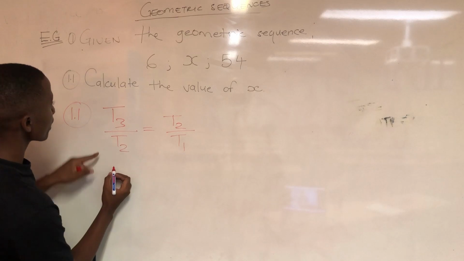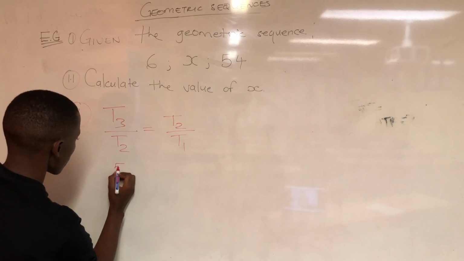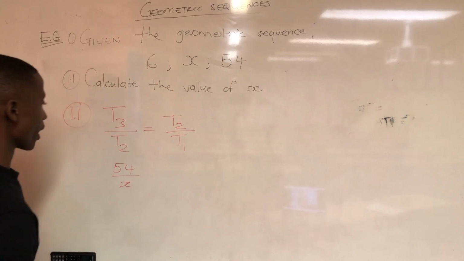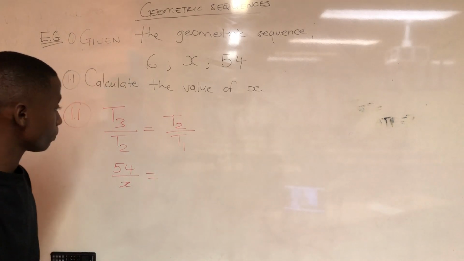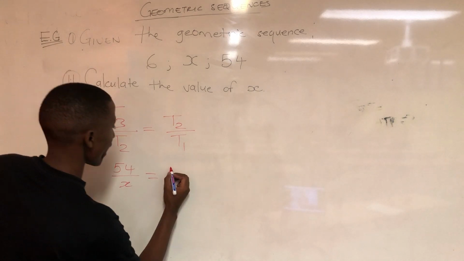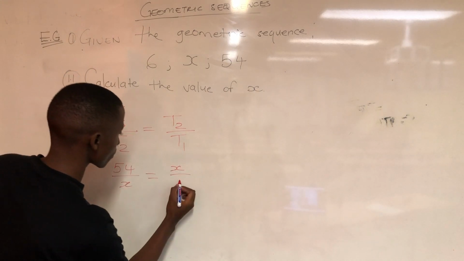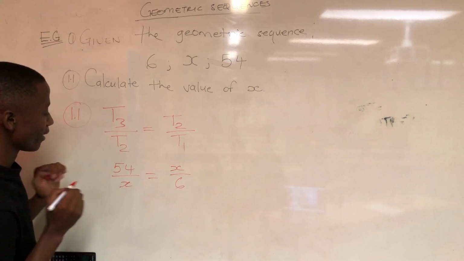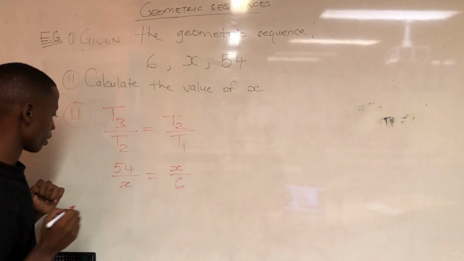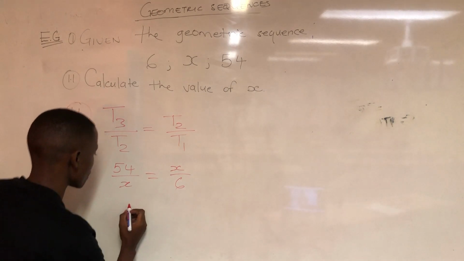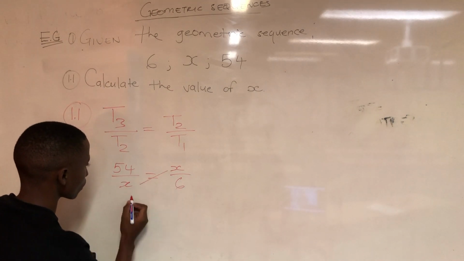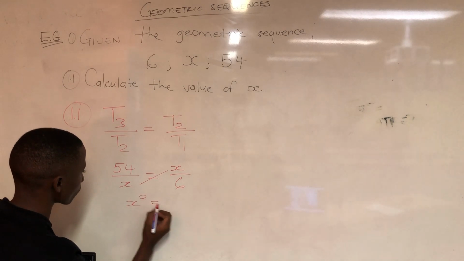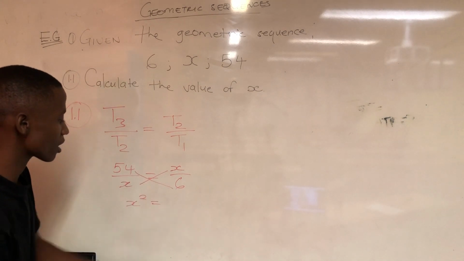So T3 is 54. So we have 54 divided by T2, which equals x, which will be equal to x over T1, which equals 6. Can you see it? Alright, let's cross multiply right now so that you can have a way forward. So x multiplied by x equals x squared, which is equal to 54 multiplied by 6.